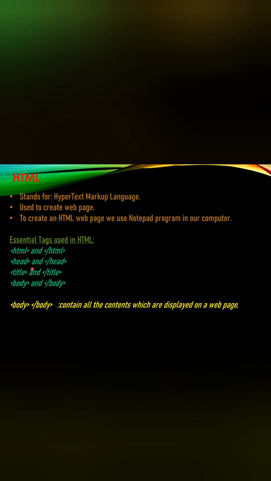So this HTML pair of tags identifies the beginning and end of the HTML document. Header pair of tags contains information about the document, but that will not appear on your web page. Title tag defines the title of your web page, and it will appear in the title bar of the web page. Body tag, these contain all the contents which are displayed on a web page.